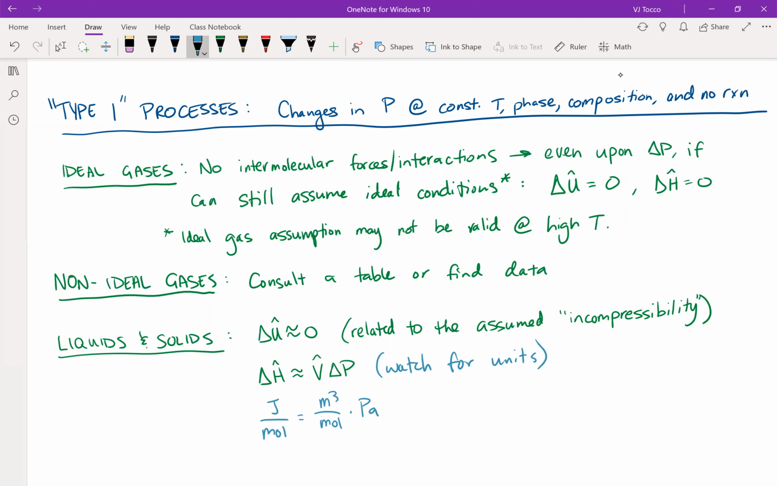And you should see that unless your pressure change is very large, your delta H upon a change in pressure is going to be pretty small. So there's a chance that you may be able to neglect it anyway. But just keep this in mind. I would recommend that you keep this table handy in your notes. This is useful to refer to if you ever need to perform a change in pressure at constant temperature, phase, and composition with no reaction. You can just simply look up what the change in internal energy or enthalpy is.